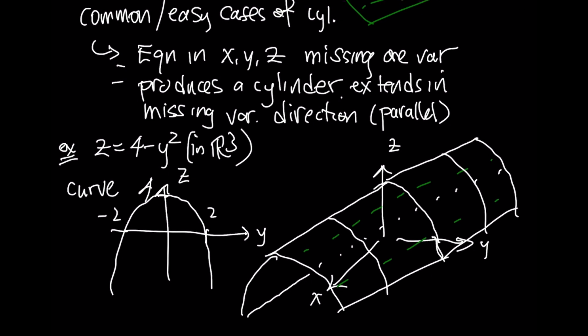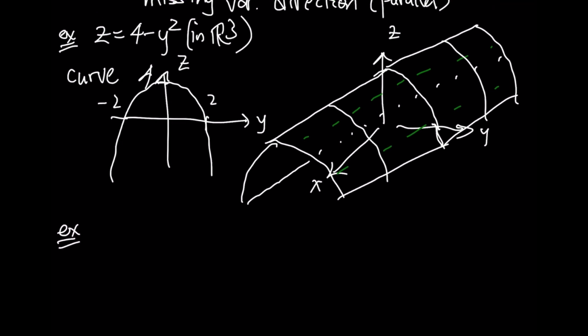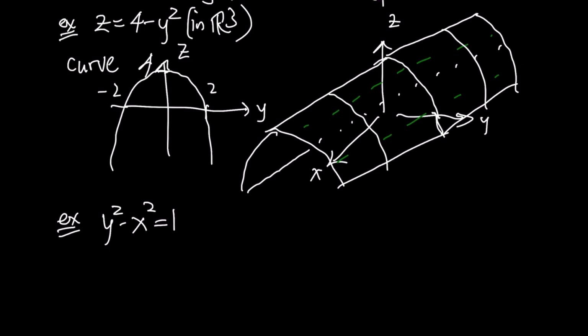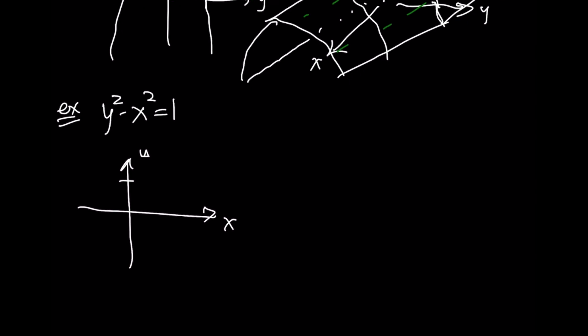Another example of a cylinder is y squared minus x squared is equal to 1. This is a hyperbola. If I were to think about the curve in the xy plane, this would be the hyperbola that touches the y-axis at 1 and negative 1.